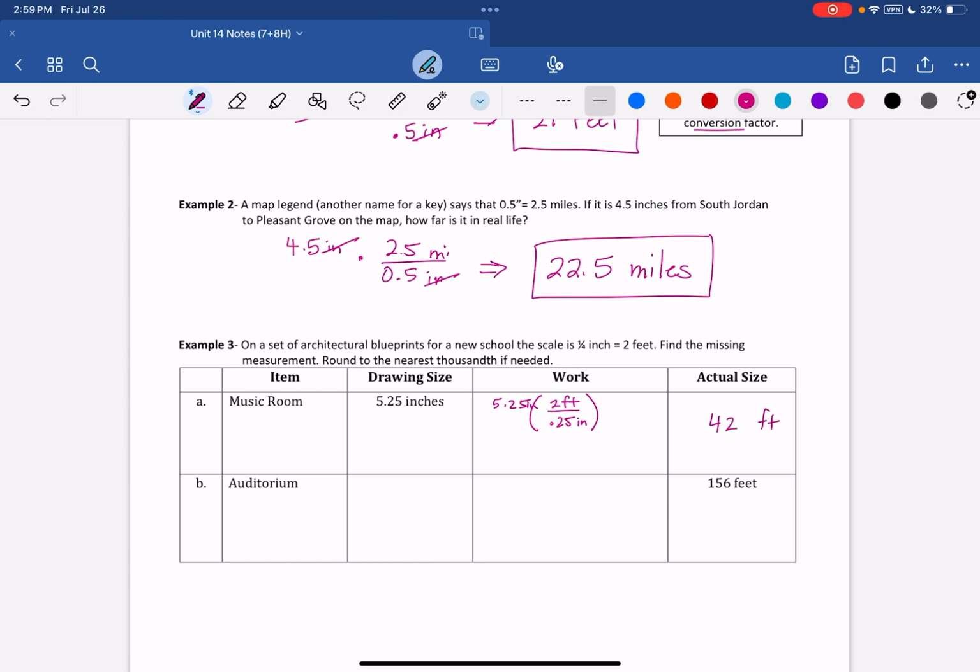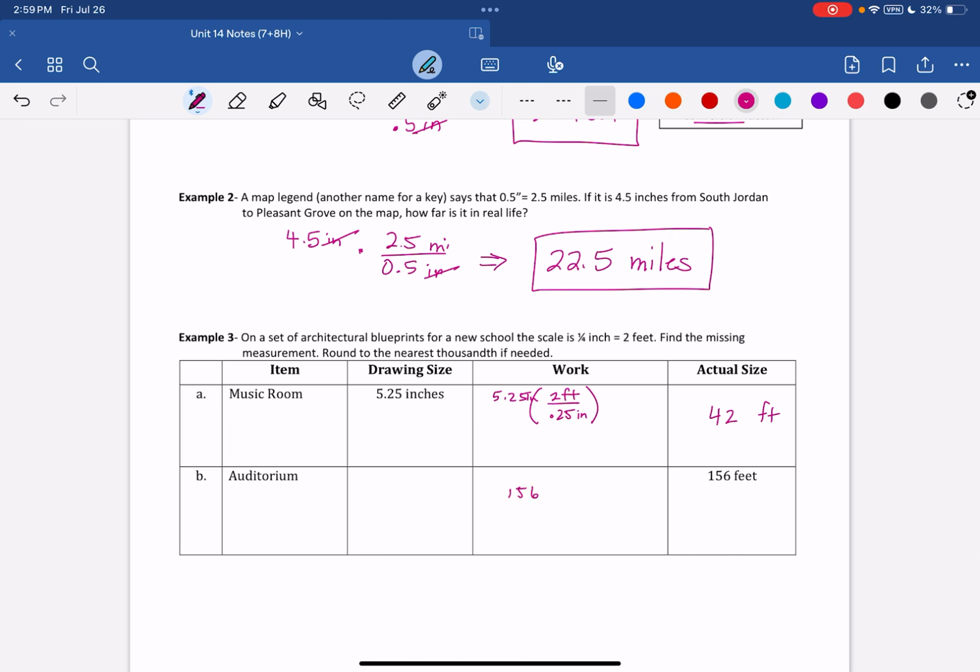The auditorium, we have 156 feet. We want to go to inches, so 0.25 is going to go on top because this is feet, and we want feet to cancel out. So that should be 19.5 inches on our drawing.